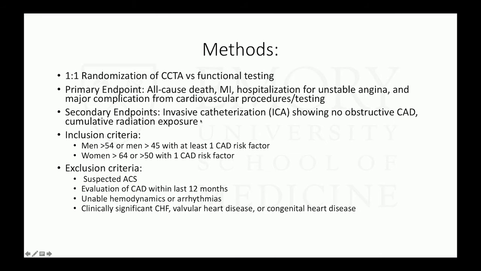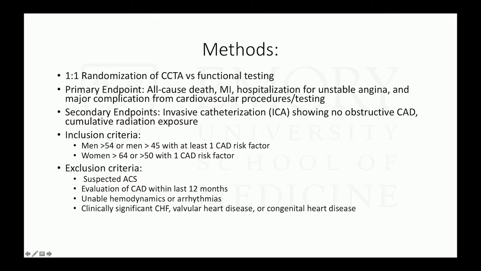The primary endpoint was all-cause death, MI, hospitalization for unstable angina, or complication from a cardiovascular procedure. The secondary endpoint was looking at invasive cath that showed no obstructive CAD. They also looked at radiation exposure. The inclusion criteria, as above: if you had one risk factor, as long as you were over 45, you were considered. Otherwise, if you had no risk factors, you had to be over 54. And then as follows for women.